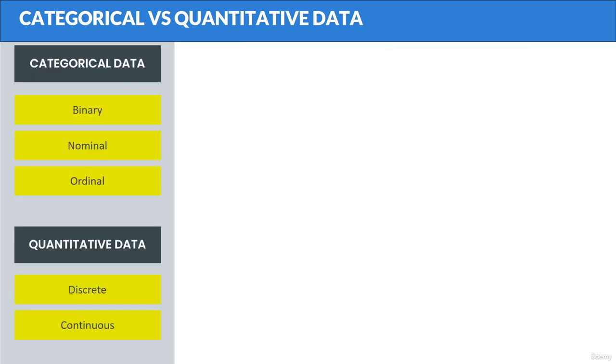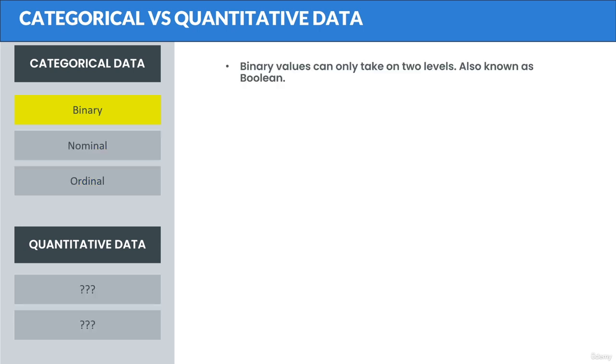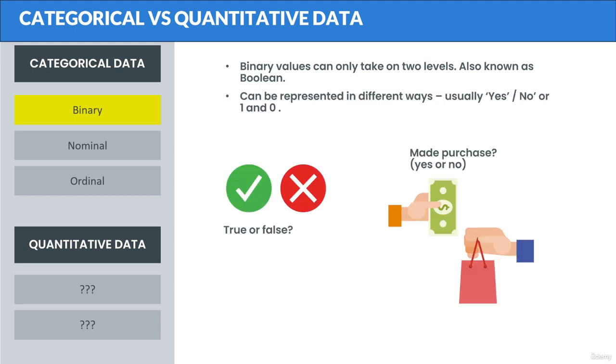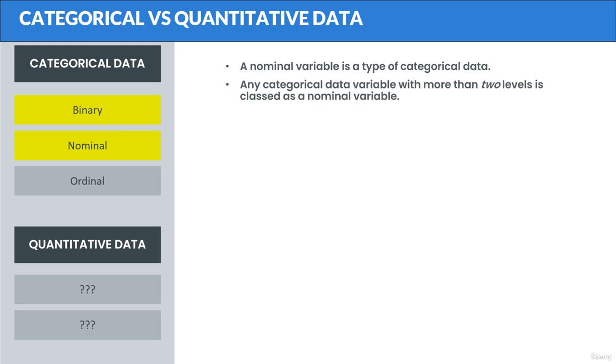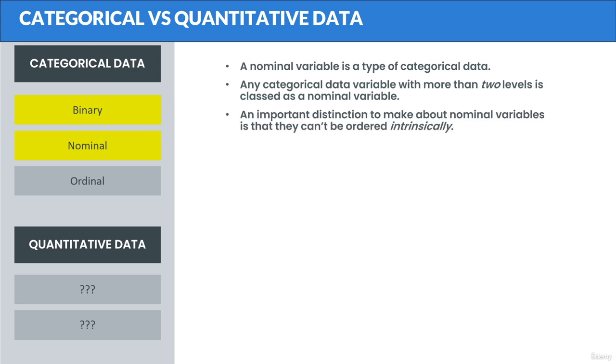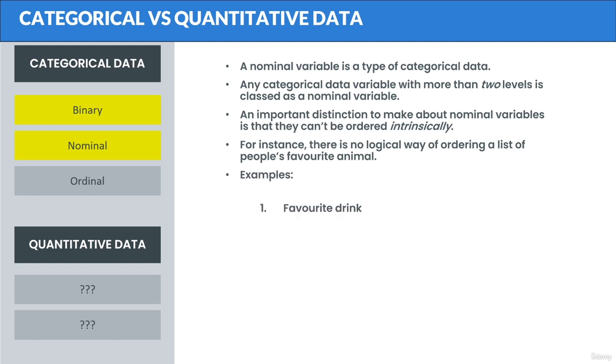Starting with our categorical variables, the first main type is binary. These variables can only take on 2 levels, such as yes or no, and 1 or 0. Nominal variables are another type of categorical data, and basically any categorical variable that's got more than 2 levels is classed as nominal. An important distinction about these, though, is that they can't be ordered intrinsically. For example, there isn't a logical way of ordering a list of people's favourite animal.